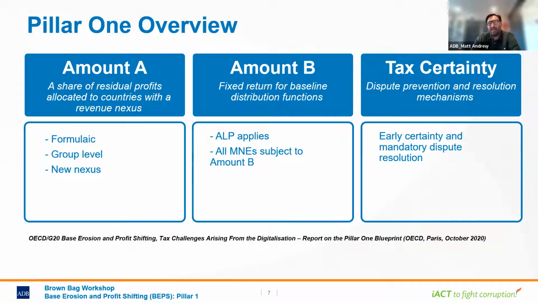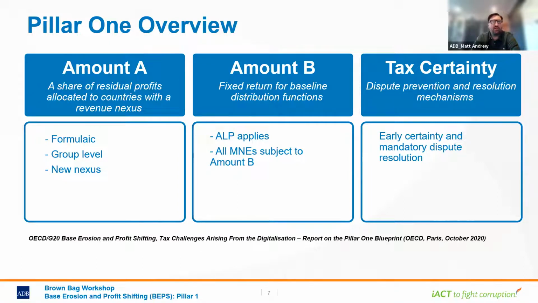However, under the new Amount A, a multinational will need to allocate a percentage of its global profits to that jurisdiction if the multinational is within the scope of Amount A, and if there's a revenue nexus with a country. So let me point out several features of Amount A that I think are important.